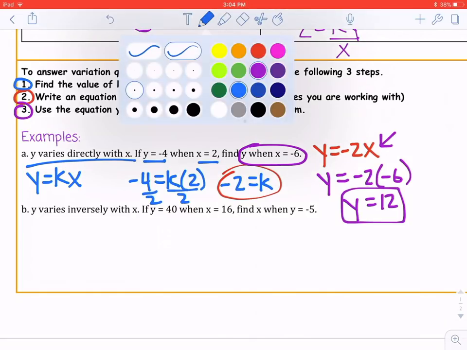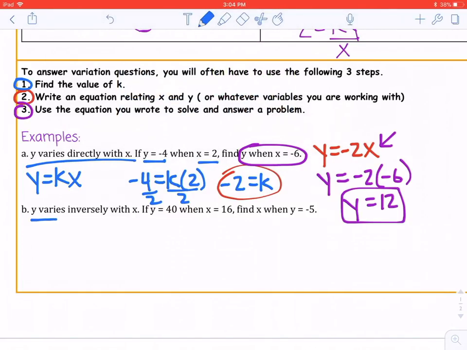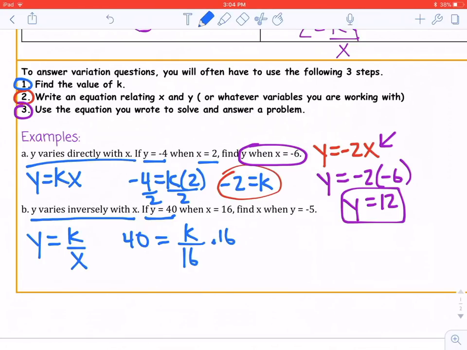All right, so let's do the next one the same way. If y varies inversely with x, we start with y equals k divided by x. Then use your information given to figure out the k. So y equals 40 when x equals 16, and then we could solve for k. So to solve for k, we have to multiply both sides by 16. So 16 times 40 is 640. And that would be our constant of variation. So then we're going to use that to write our equation. So then y would equal 640 divided by x.